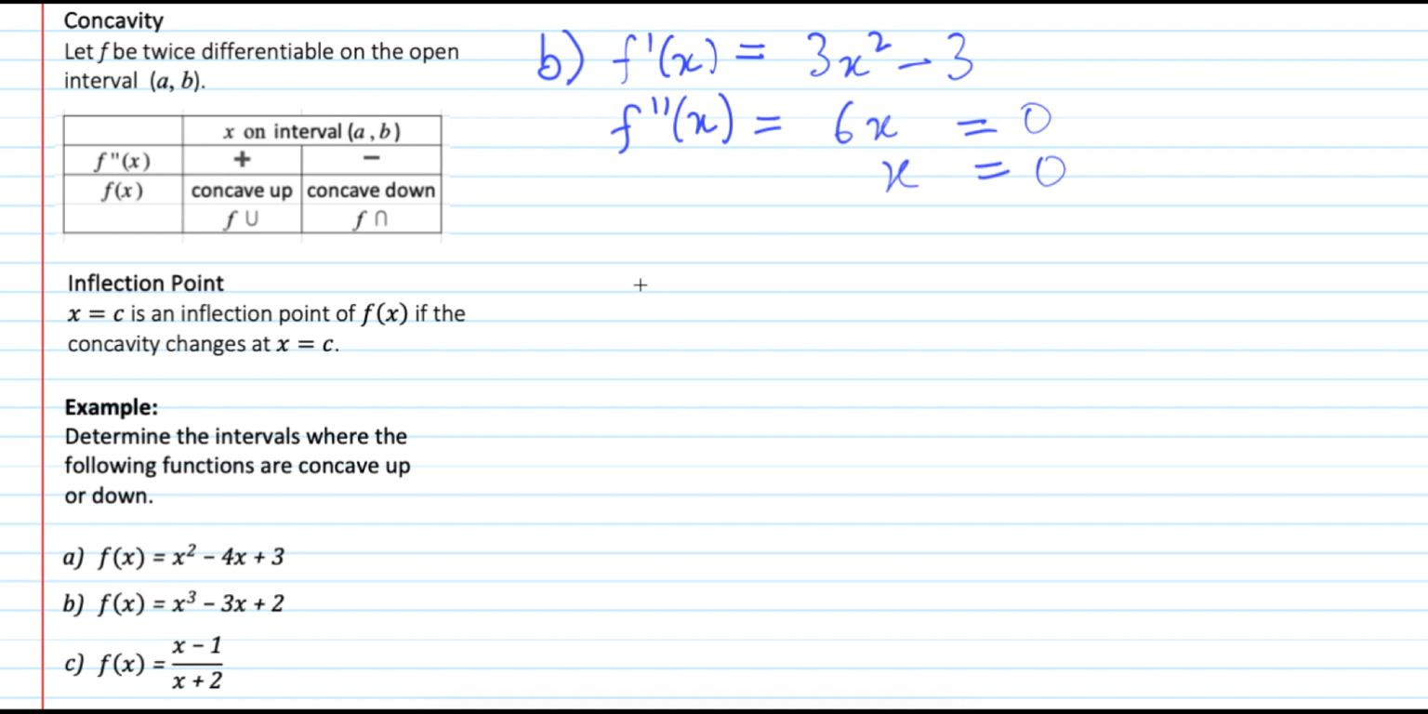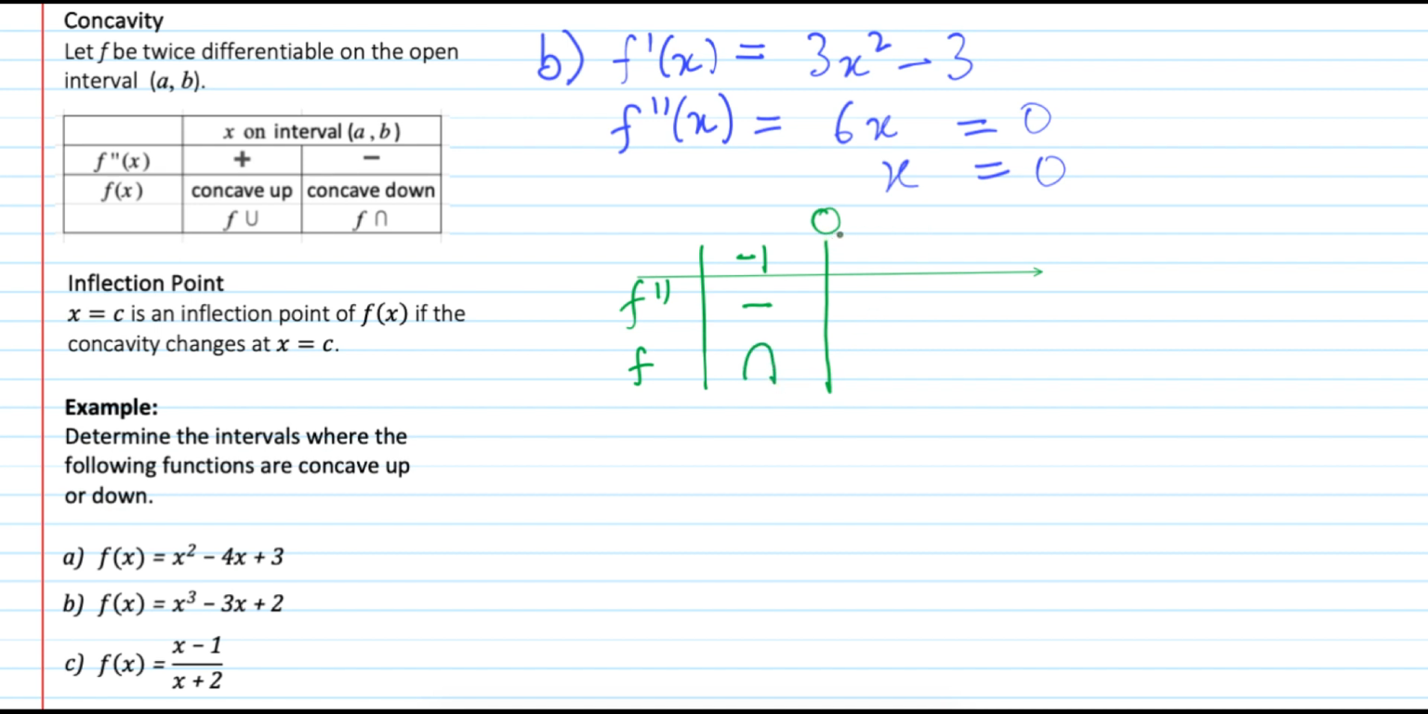Now, we draw the table. We only have one value, which is 0. So f double prime and f. When x is less than 0, for example, minus 1, substitute into the second derivative, you get 6 times minus 1 equals minus 6. It is a negative number. According to this table, when the second derivative is a negative value, f is concave down.